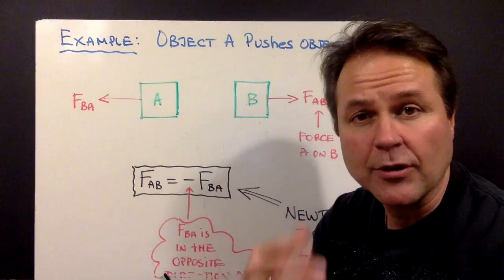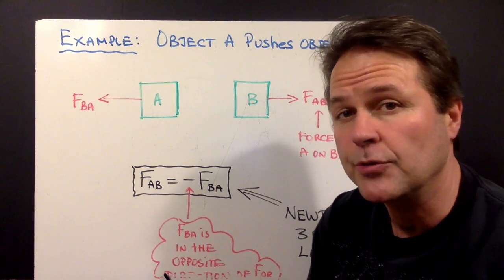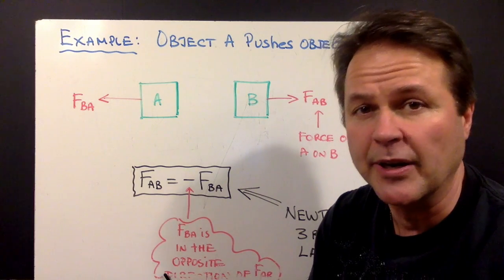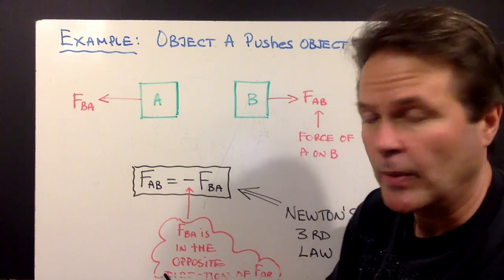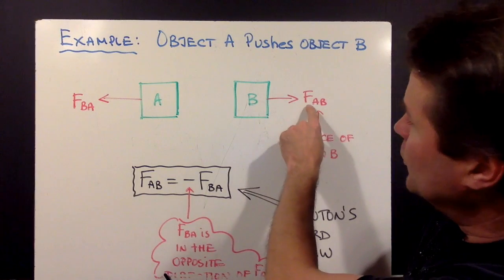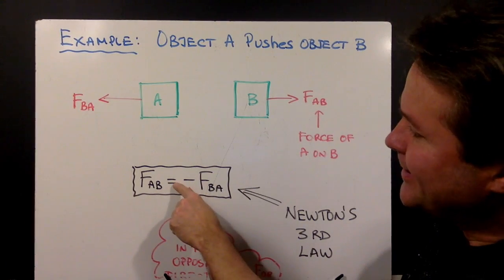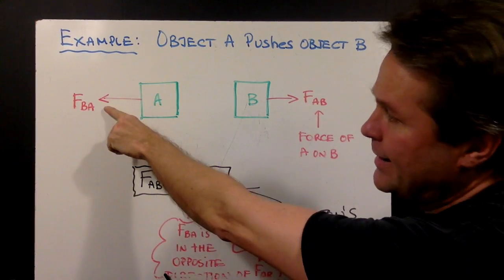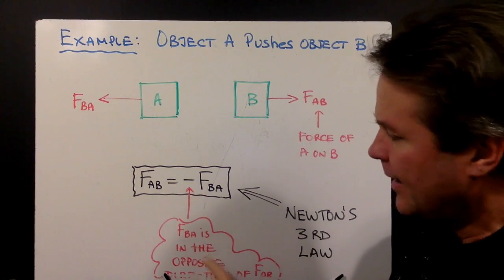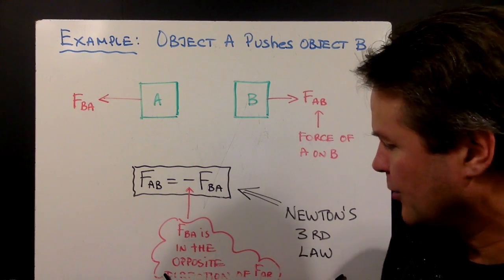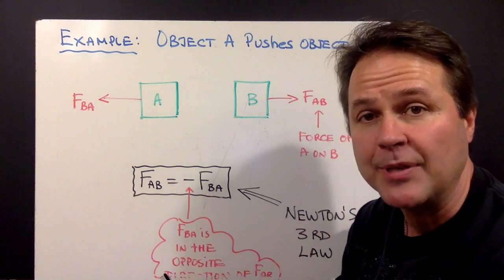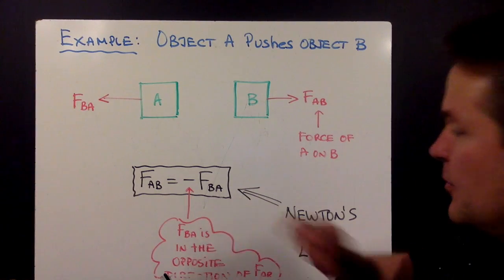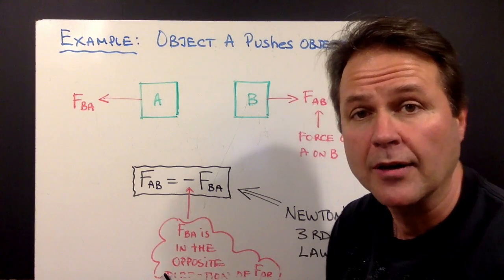So since we said, according to Newton's third law, that those two forces are equal in magnitude but opposite in direction, we know that this force, FAB, is equal to minus FBA. FBA is in the opposite direction of FAB, and that we call Newton's third law.